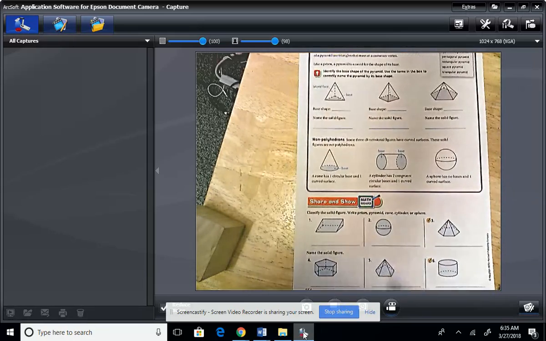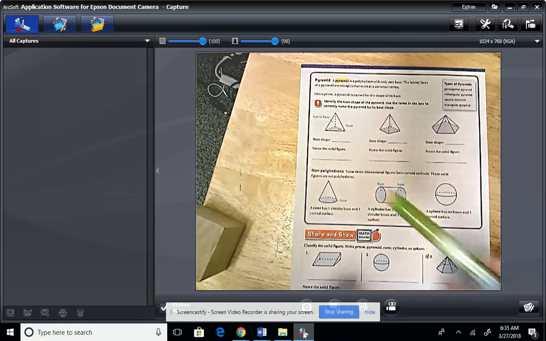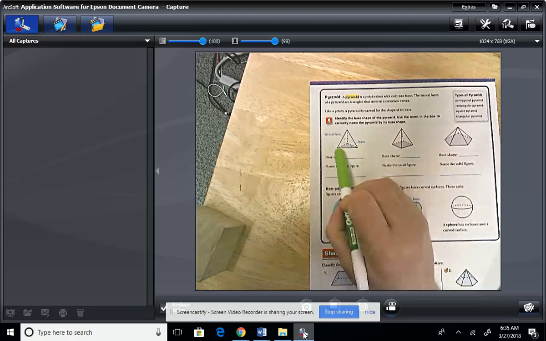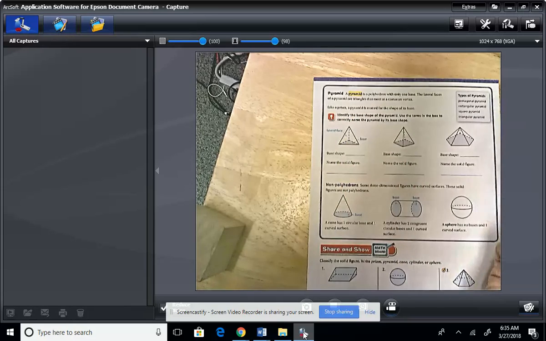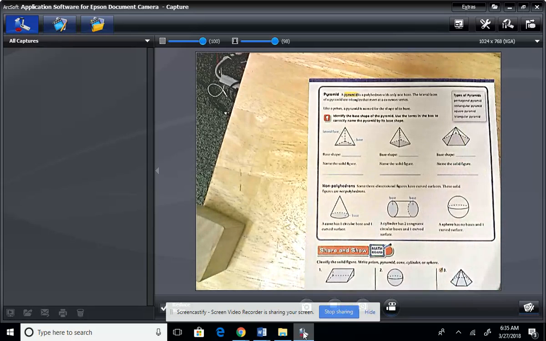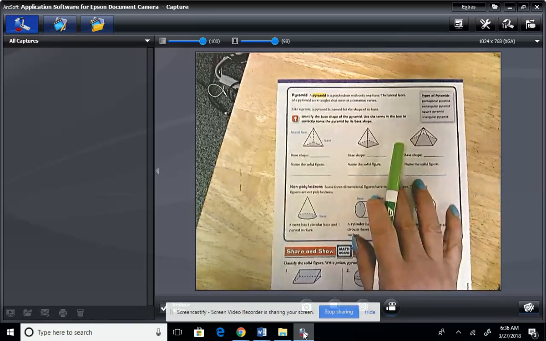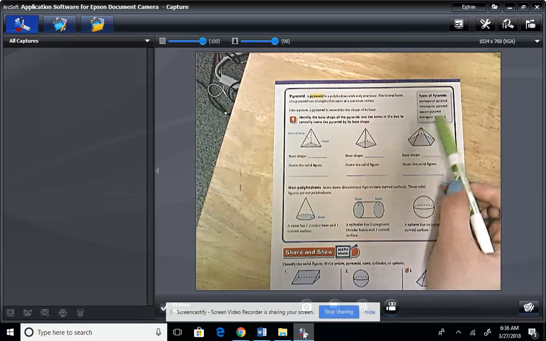So let's talk about pyramids. A pyramid is a polyhedron with only one base. The lateral faces of the pyramid are triangles that meet at a common vertex. So here's our base, and you can see we have a triangle bottom, and it all meets up at one spot, or one vertex, at the top. This box doesn't have any. So here are types that we can have. We can have a pentagonal pyramid, a rectangular pyramid, a square pyramid, or a triangular pyramid.